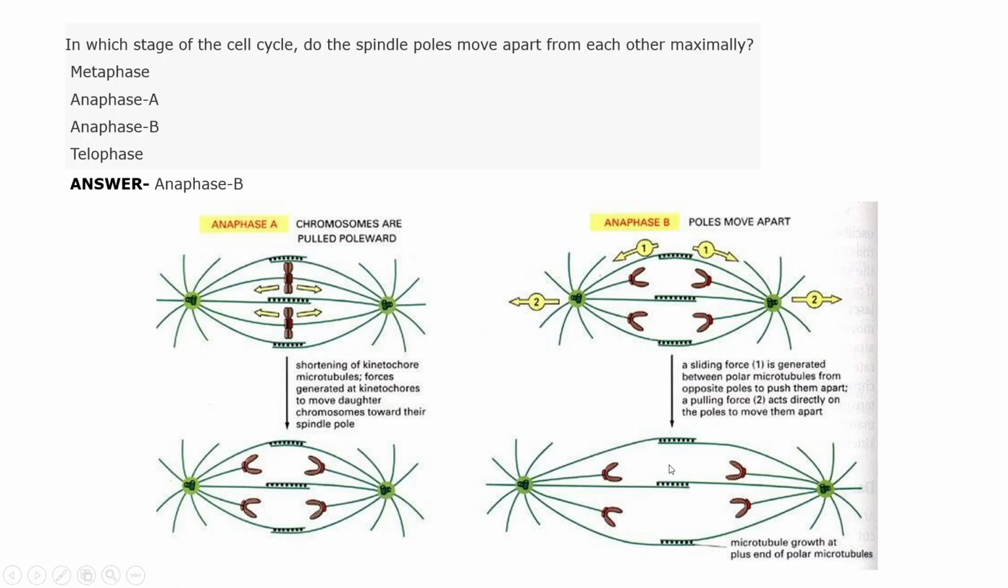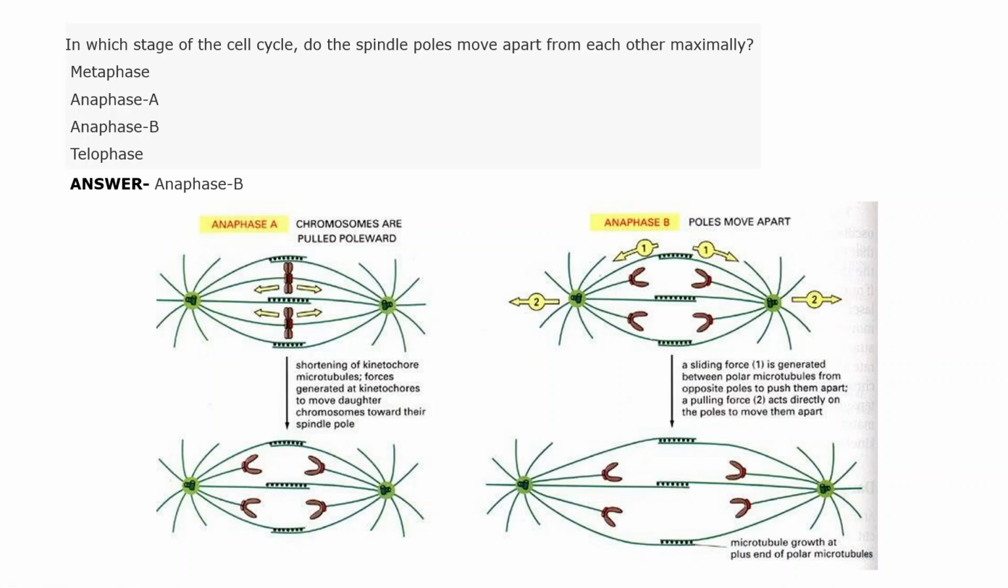Then you can see that the distance is actually increased as compared to the anaphase A stage, because of the extra energy that is exerted by the polar microtubules. That's why in anaphase B, the spindle poles are moving apart much more maximally as compared to what is seen in anaphase A. So that's the difference between both the cases.